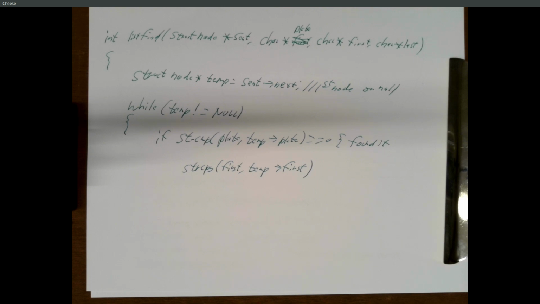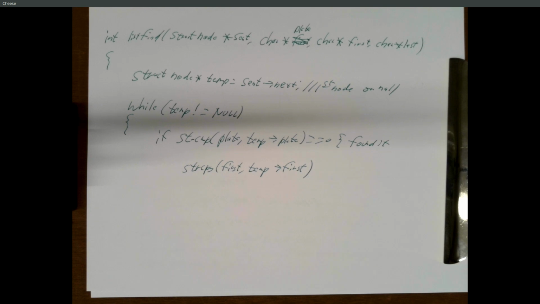But you cannot use that assumption in defining what a struct node is. I don't want you to say plate is a 32 character array, first is a 32 character array. I want you to define those as char stars and then dynamically allocate space for them, like we were just talking about a few minutes ago.